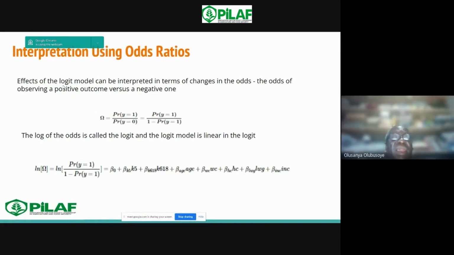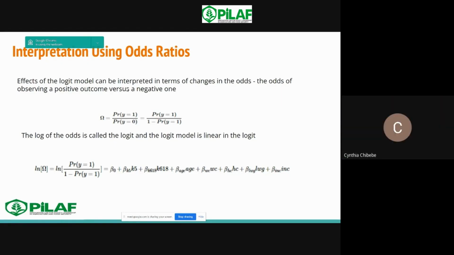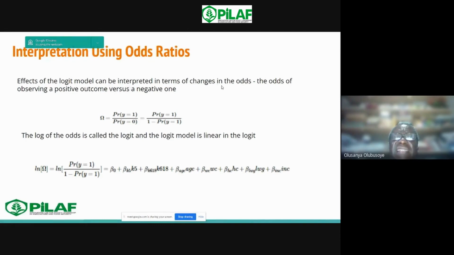So, one reason why you may want to prefer to use the logit model is because of the ease of interpretation. You can interpret in terms of changes in the odds. And I need to explain this before we actually compute the odds.